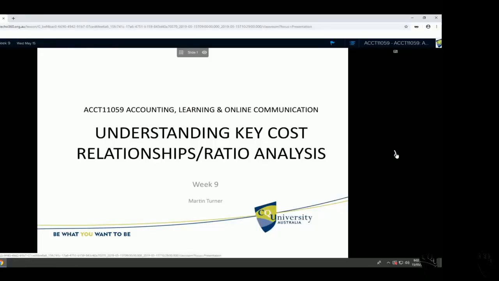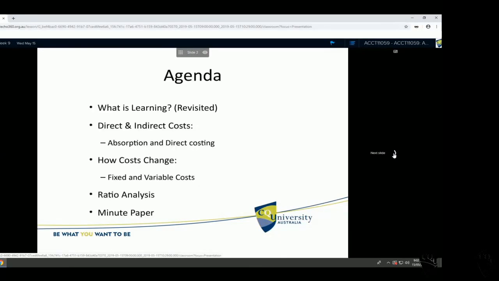There's our understanding of key cost relationships. We'll also look at ratio analysis. And so we're going to look at direct and indirect costs, finish it off by looking at absorption and direct costing. And I'll ask a question on that. If you're able to answer this question, you will understand the concepts that we've been looking at. If you can't, then you're still thinking through the issues, which is also fine.